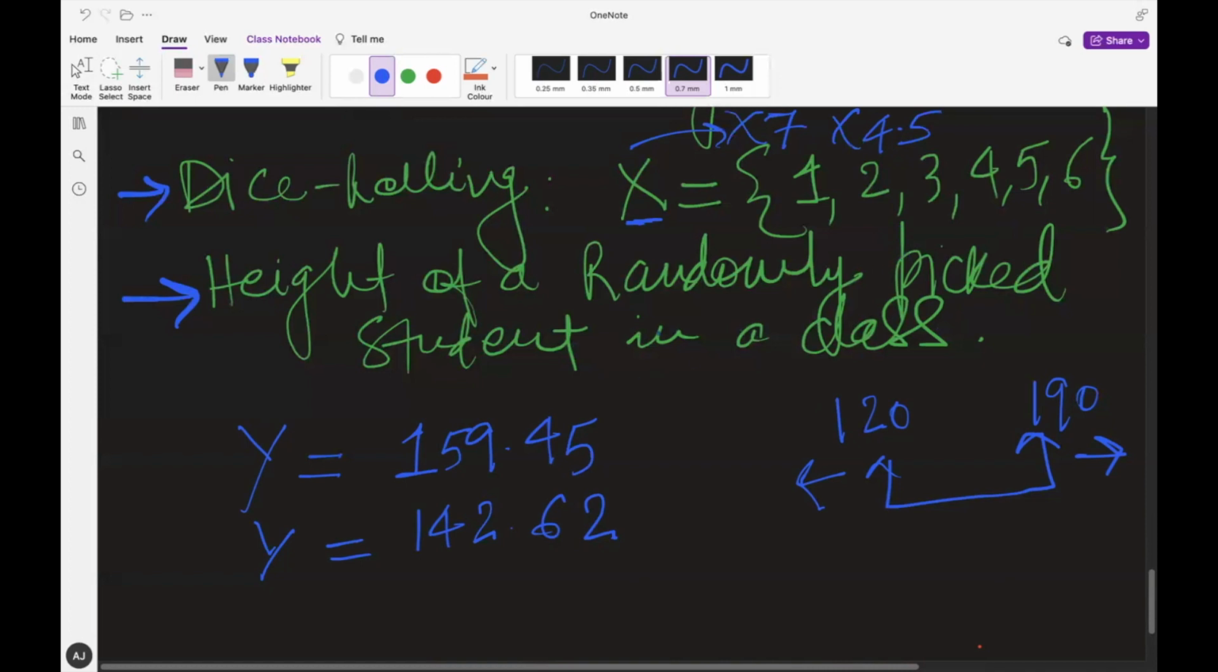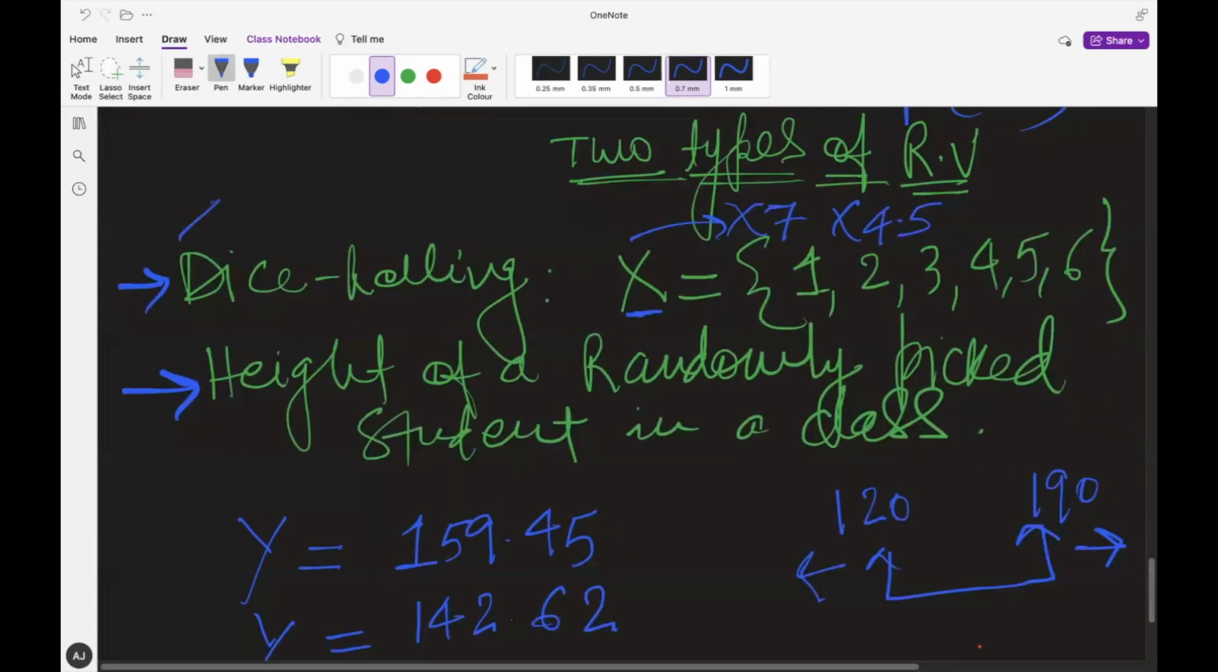While a random variable like y here, which can take any real value, is called a continuous random variable. So this y can take any value from 120 to 190 centimeter. It may take values below this and above this also. So this is an example of a discrete random variable, and this is an example of a continuous random variable. So you must have understood this.